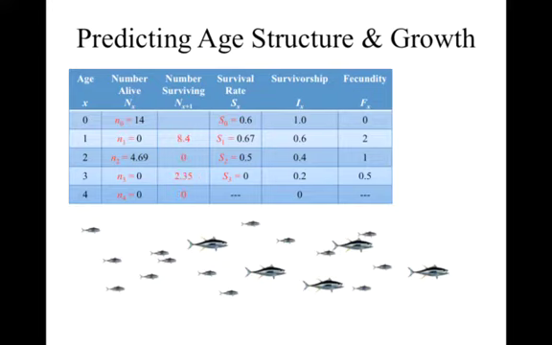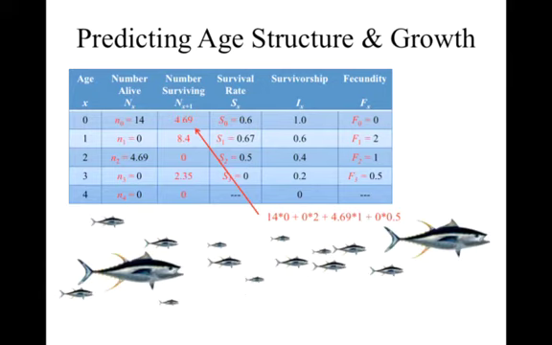And then, again, to calculate the number of newborns, I cannot figure that out from the age class beforehand. The only way I get newborn fish is by births, and so I use fecundity. I take the number of year 0 fish times the number of babies they have, plus the number of year 1 fish times the number of babies they have, plus the number of year 2 fish times the number of babies they have, and so on and so on. Add it all up. That gives me my total number of babies, which in this case is 4.69.